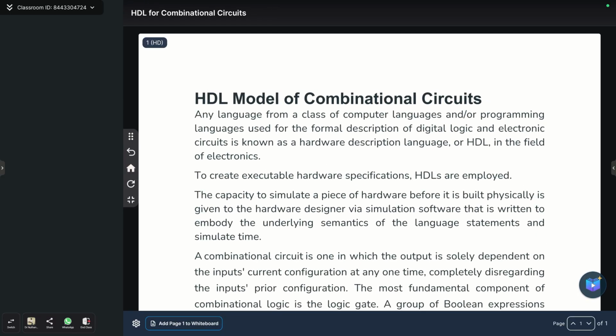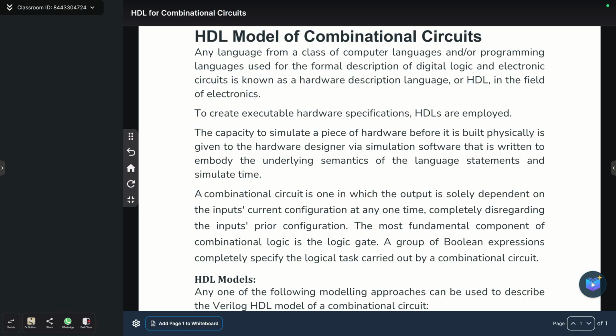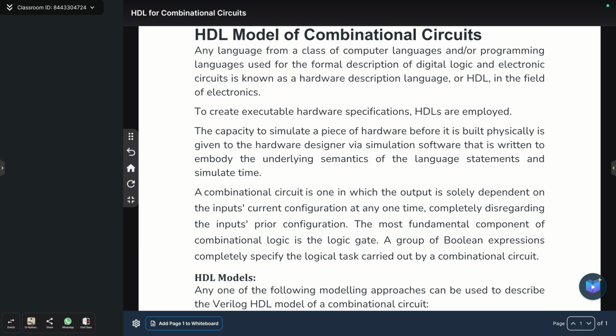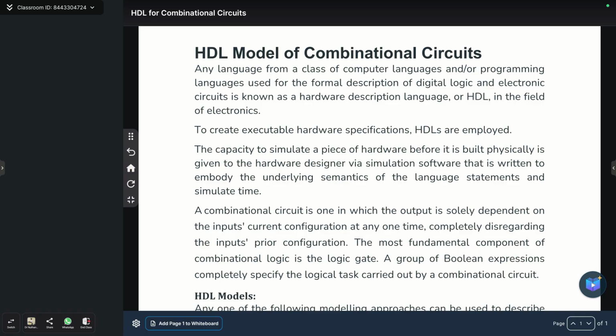HDL model for combinational logic circuit. Here, first of all, what is this HDL? Hardware description language. Anyway, you just read it. Hardware description language.